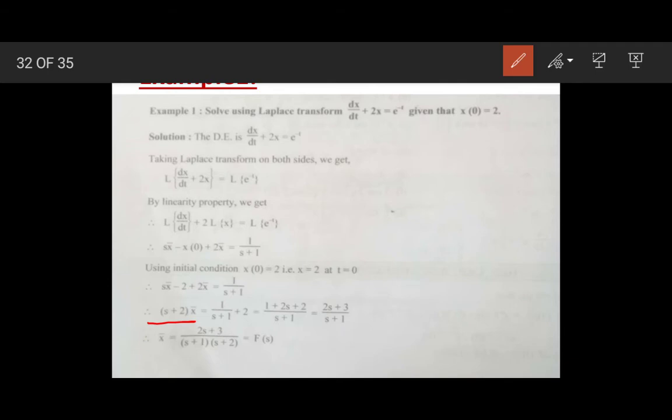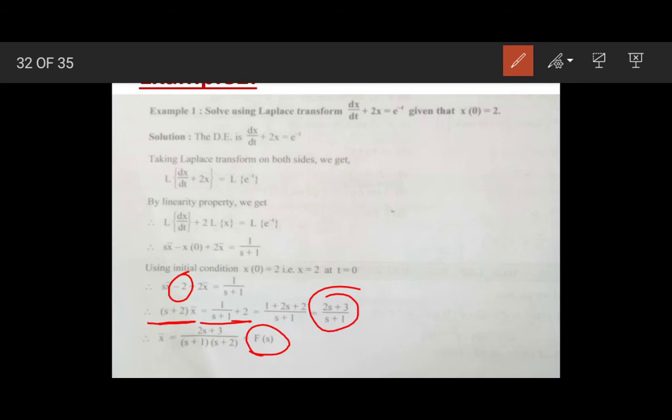So the remaining terms are s plus 2. So (s plus 2) into x bar is equal to 1 upon s plus 1, and I am taking this minus 2 to the right hand side, so it will be plus 2. Then by cross multiplication I get (2s plus 3) upon (s plus 1). Okay, and this is F(s). So now the second step is completed.